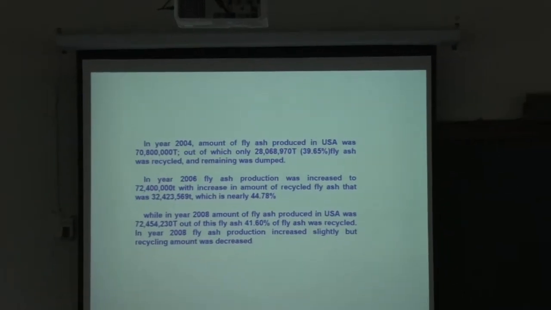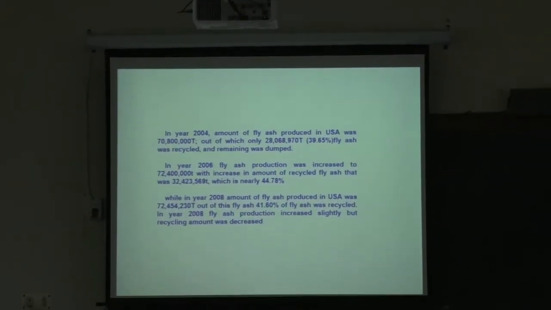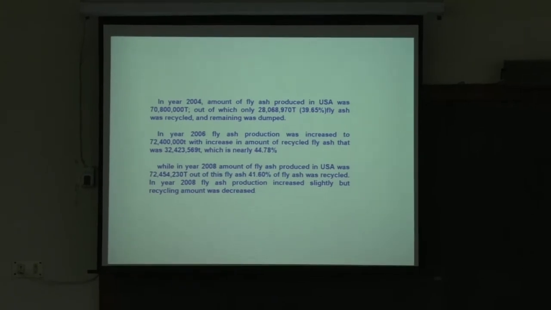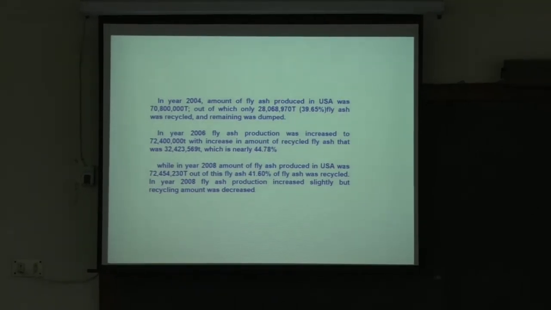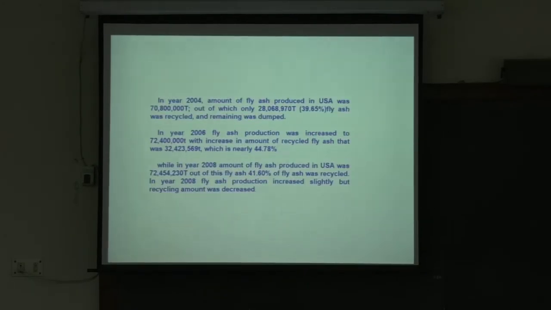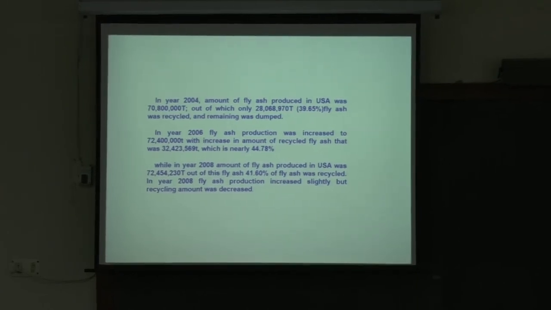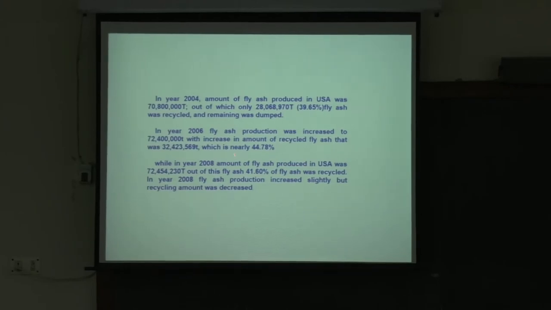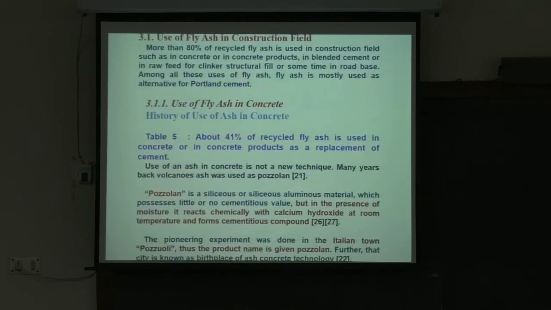In 2004, the amount of fly ash produced in the USA was this many tons. Out of that, about 40% was recycled and the remaining was dumped. Every year it keeps on growing, and a couple of years later it was about 44.78%. So between 40 and 44% are utilized.